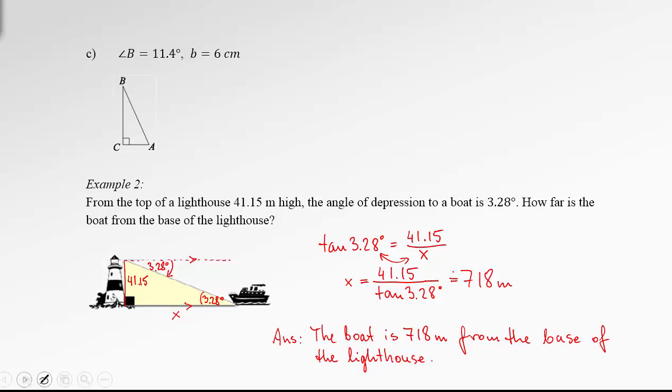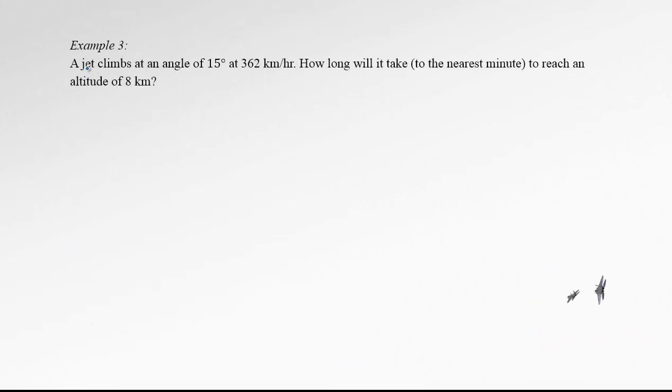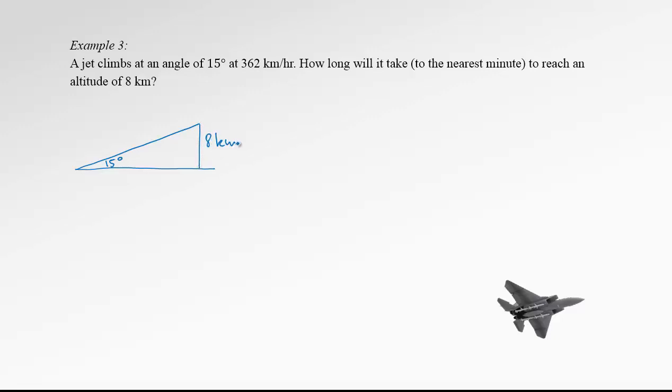Here we go. Now we have some interesting problem about a jet that climbs at an angle of 15 degrees at the speed 362 kilometers per hour. How long will it take to the nearest minute to reach an altitude of 8 kilometers? Altitude really means the height. So let's make a diagram. Let's say this is the ground level and the jet climbs at the angle 15 degrees. At a certain time, it is at the height of 8 kilometers, right?